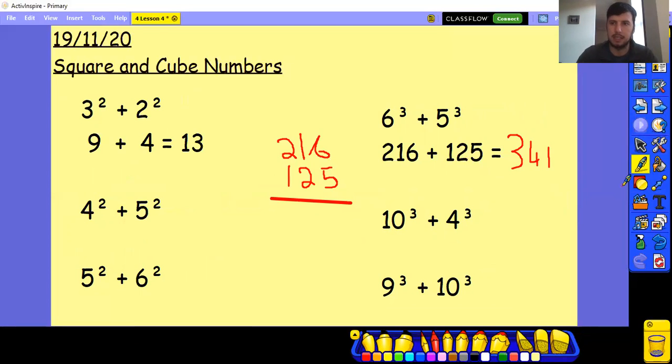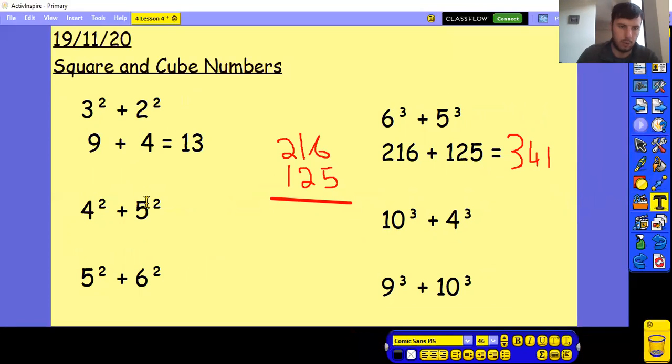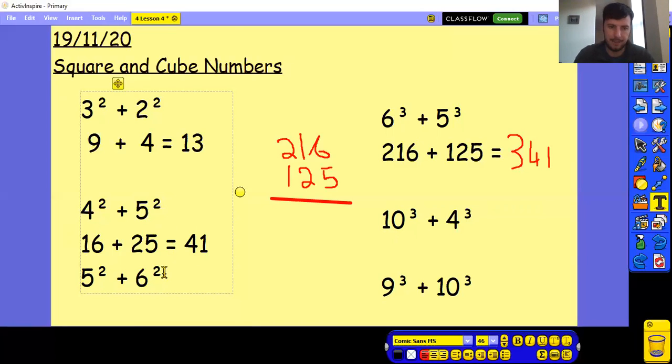So pause the video and see how you get on with that. Right, okay, so we have got 4 squared, which equals 16. We have got, there we go, 5 squared, which equals 25. That's going to equal 41. Well done, we said that.